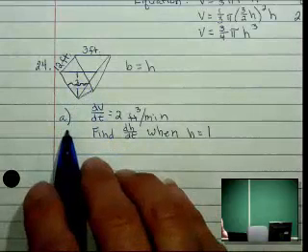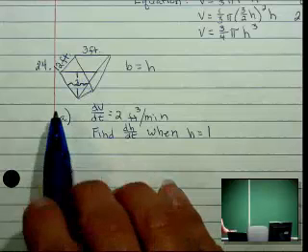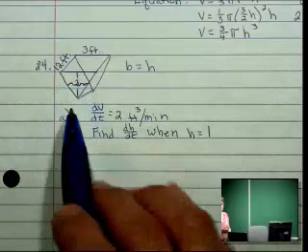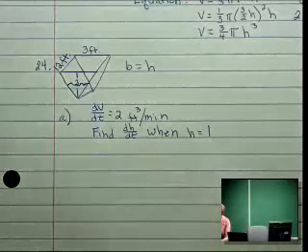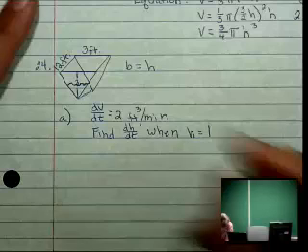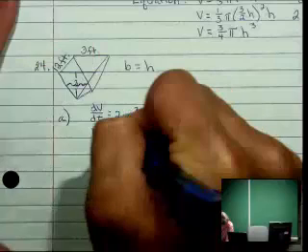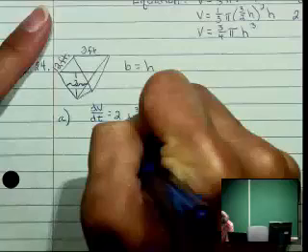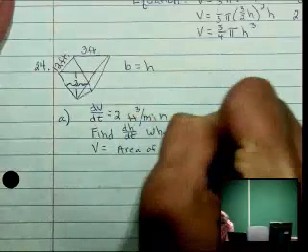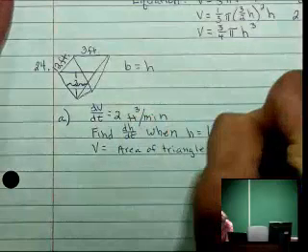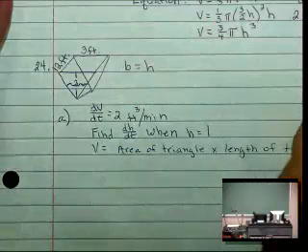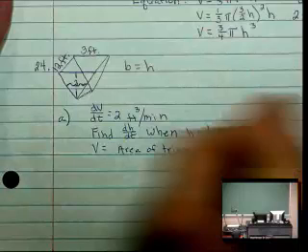But if I don't have Google with me, what is the area of this triangle? 1/2 base times height. So let's see. I'm going to write some words here to help you. Area of triangle times length of the trough. 24.